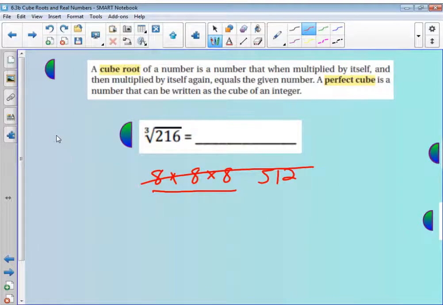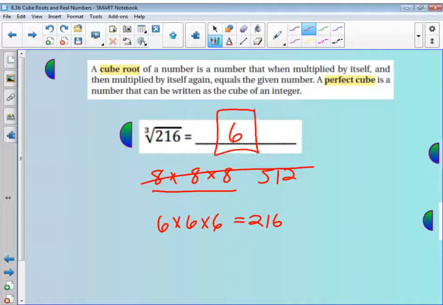It has to be smaller. So let's try 6. 6 times 6 times 6. When I do that, I get 216, and that's what I needed. So the cubed root, or the third root, of 216 is 6. But we're going to give the answer as just what number times itself 3 times would give us 216.